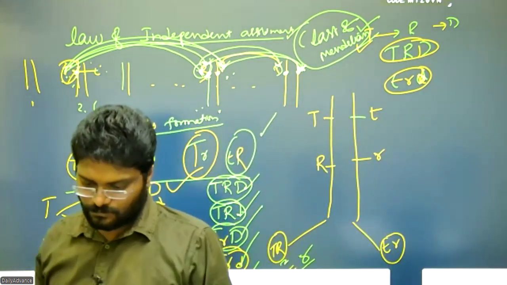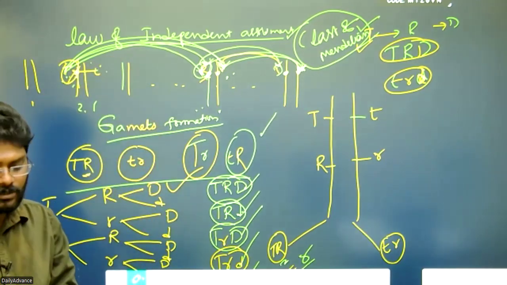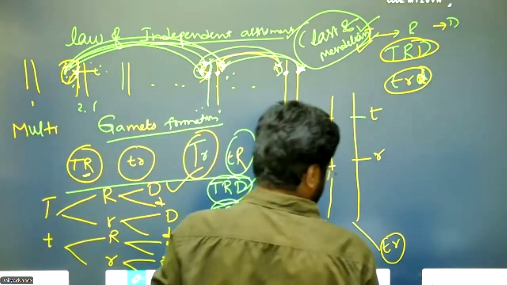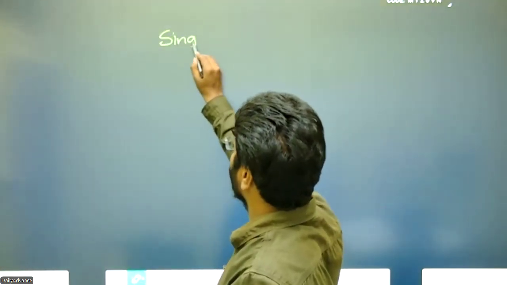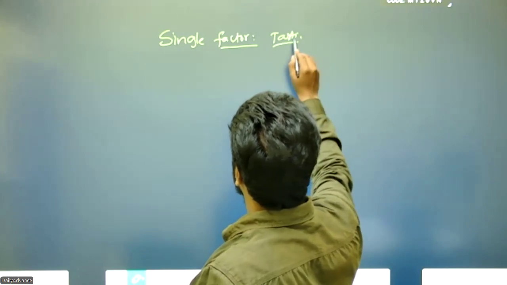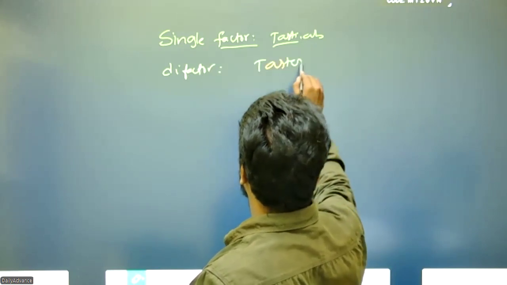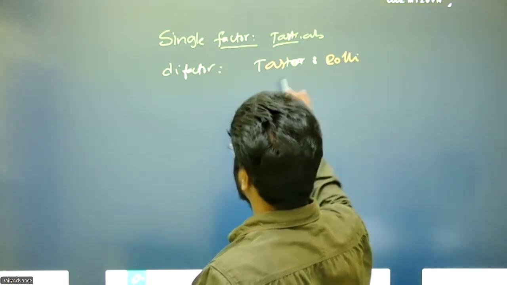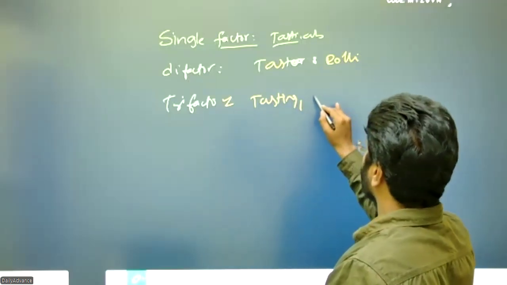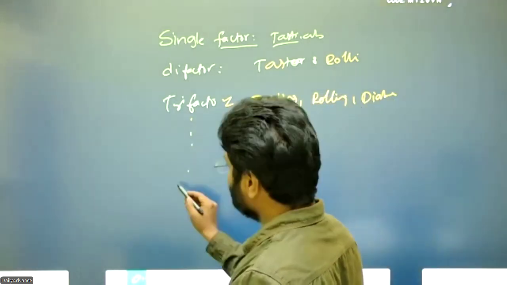Tomorrow we'll discuss what we call multifactorial inheritance. So third, fourth, fifth, this is how we can go to multi-factor inheritance. We have seen single factor inheritance through tasting ability. Then di-factor inheritance, tasting and rolling abilities. Then trifactor: tasting ability, rolling ability, diabetic. This is tri-character. So fourth, fifth, and finally multi-factor.